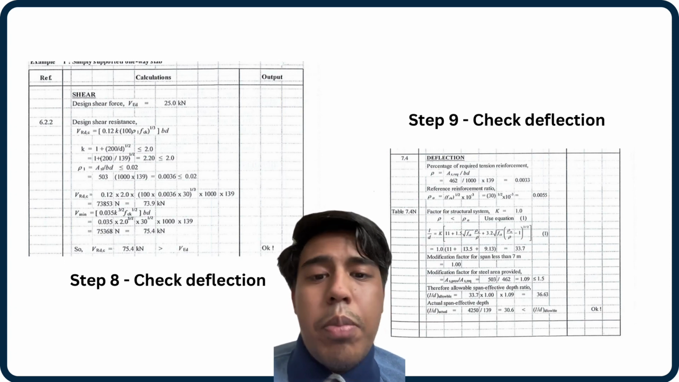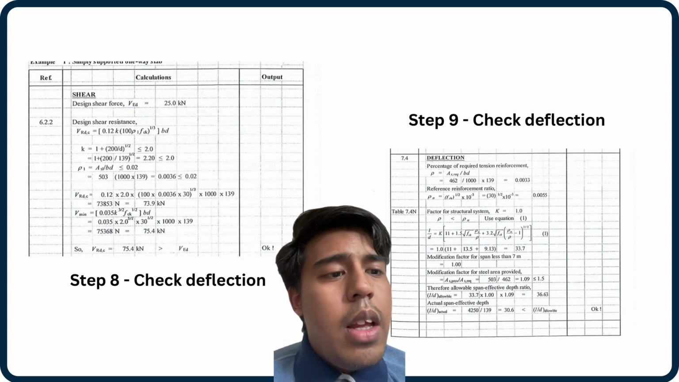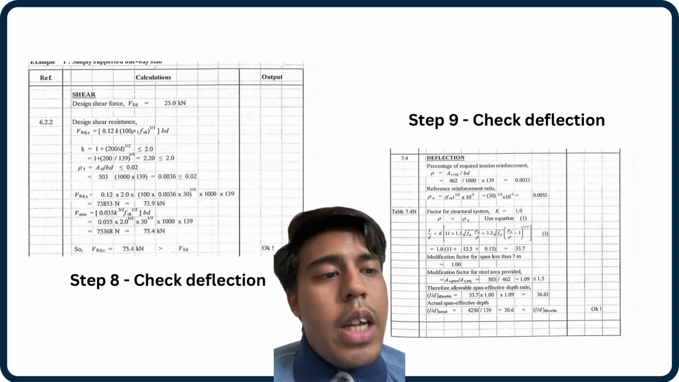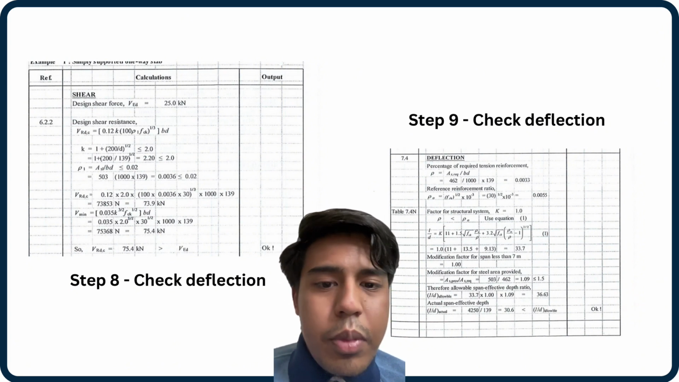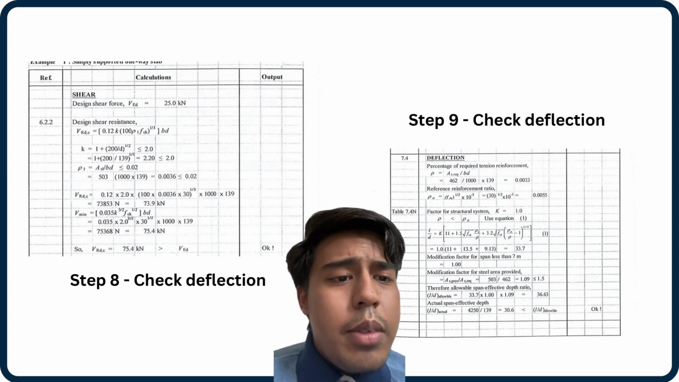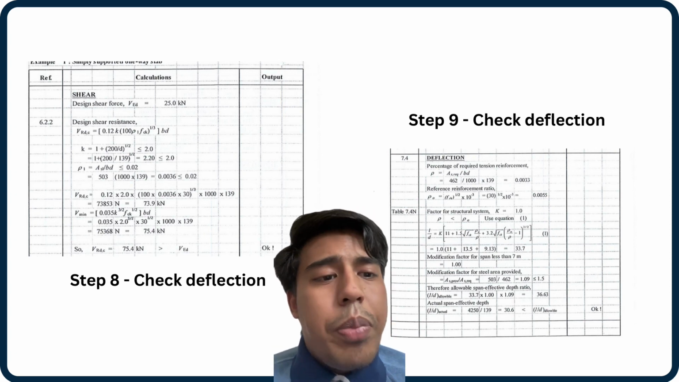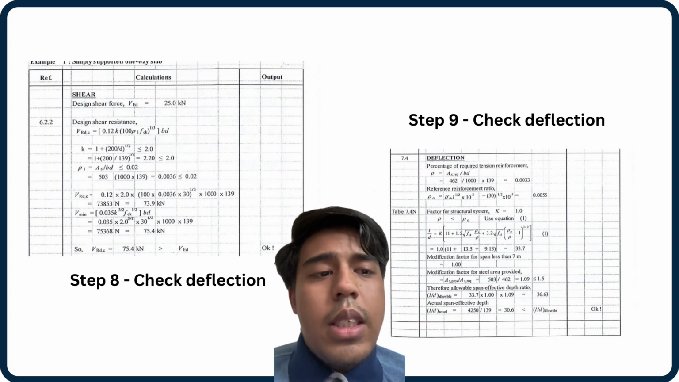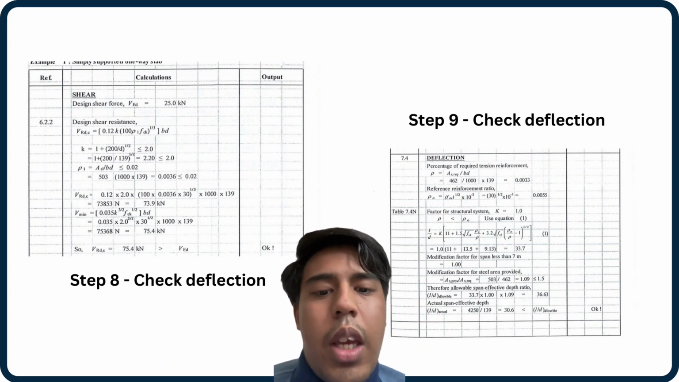Modification factor for span less than 7 meter is 1. Modification factor for steel area provided equals 1.09, which is less than 1.5. So from the values that we get, L over D allowable equals 36.63 and L over D actual equals 30.6. So L over D actual is less than L over D allowable, so the check for deflection is okay.